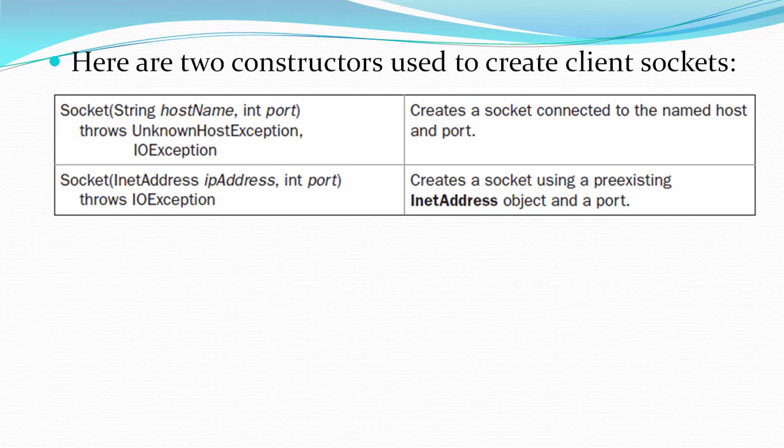The second constructor is Socket(InetAddress ipAddress, int port) throws IOException. It creates a socket using a pre-existing InetAddress object and a port. These are the two constructors of client sockets.